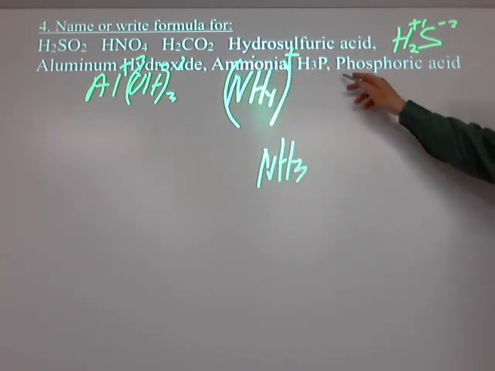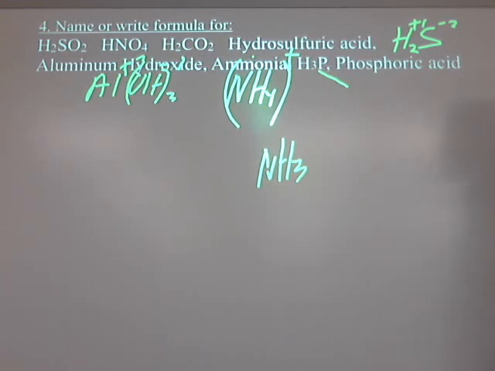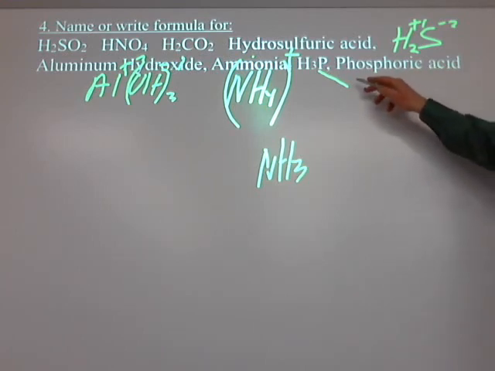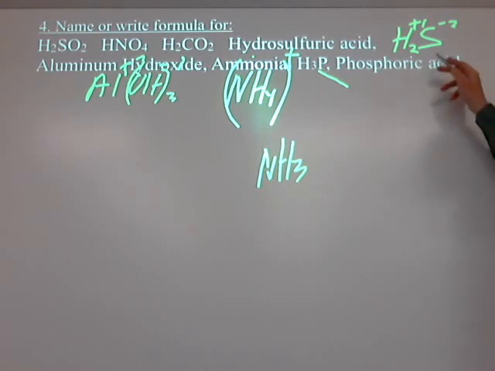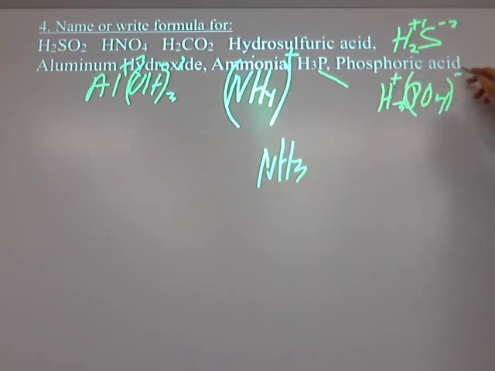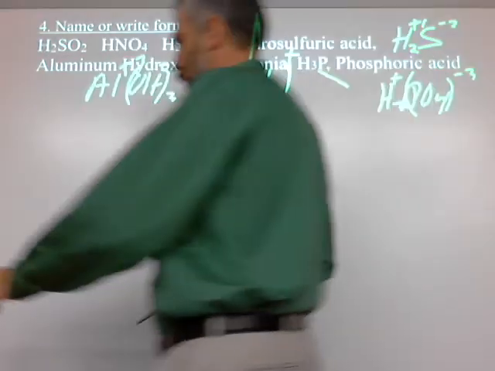All right. H3P, what's its name? Hydrophosphoric. Not to be confused with phosphoric. Phosphoric acid would be H3PO4, with +1, -3, right? Okay? We're good? That's it for that one.